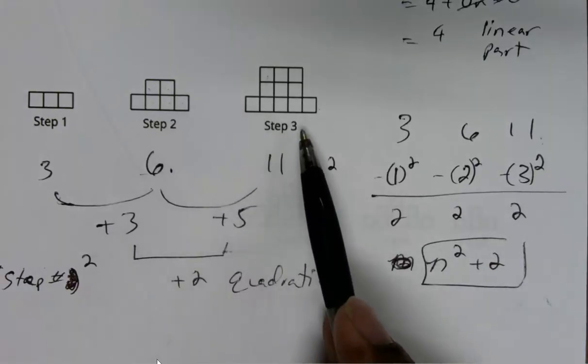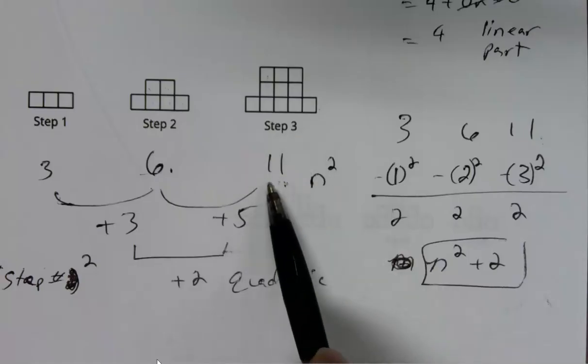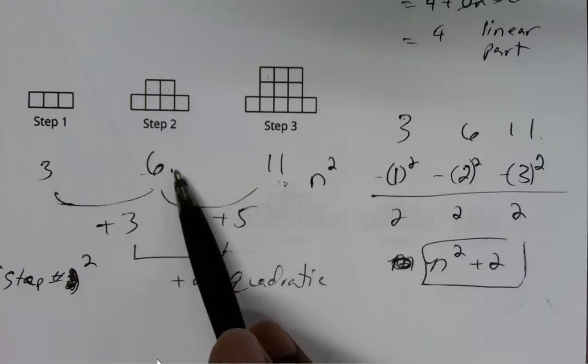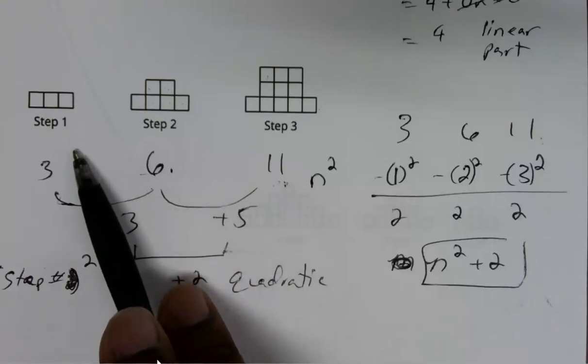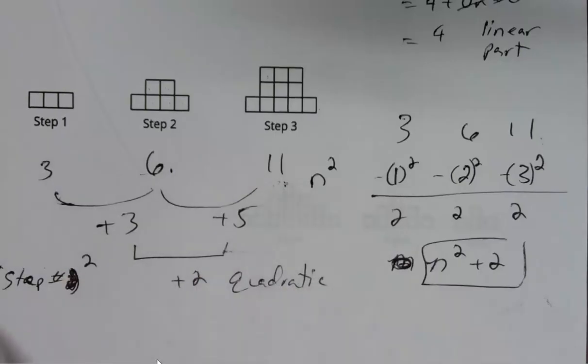It should give me outputs for the sequence. If I check it out, 3 squared is 9 plus 2 gives you 11. It matches. 2 squared is 4 plus 2 more gives you 6. It matches. 1 squared is 1, plus 2 more gives you 3. It matches. So it maps to all the numbers in that sequence.